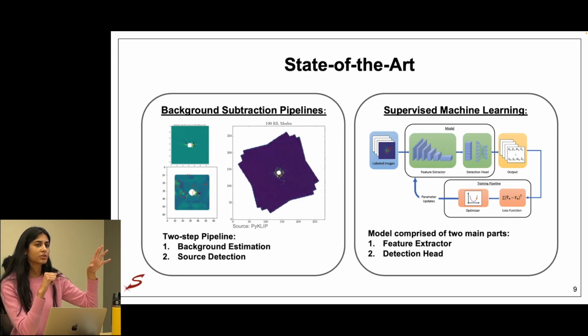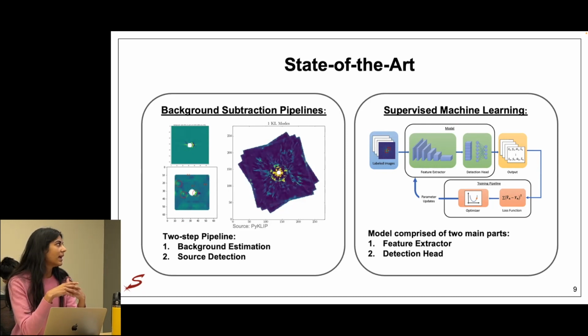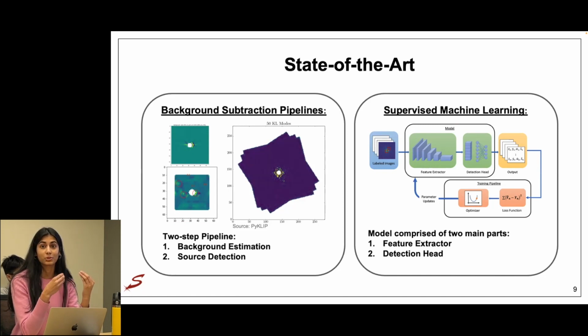For background subtraction pipelines, there are two main steps. The first step is background estimation, where we generate a low-rank approximation of our data that we can subtract off from the initial input image to reveal, hopefully, the residual exoplanet signals. Then there is some type of source detection, commonly visual inspection. The residual images are commonly visually inspected to determine where the exoplanet signals are, but there are a few algorithms that do this as well.